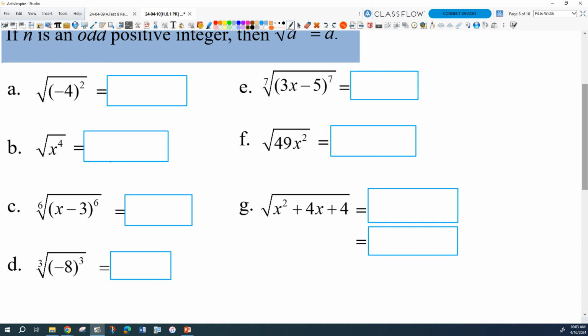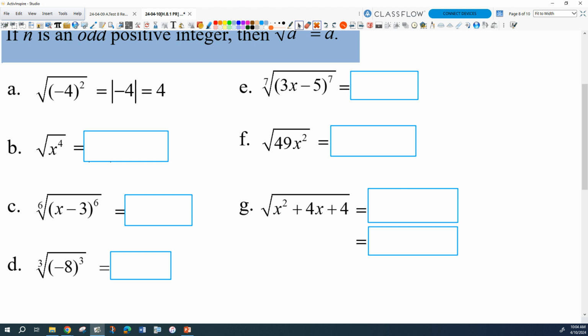So what is the answer to A then? I'm taking an even root of an even power. So the second root of the quantity -4 to the second power is the absolute value of -4. But we know what that answer is. What is the absolute value of -4? It's 4. So we can just simplify that to 4.